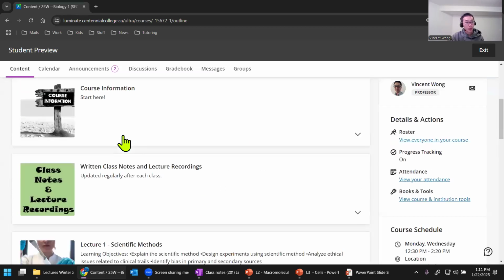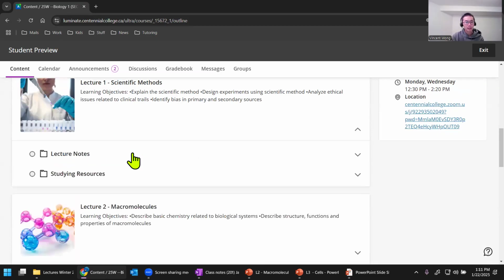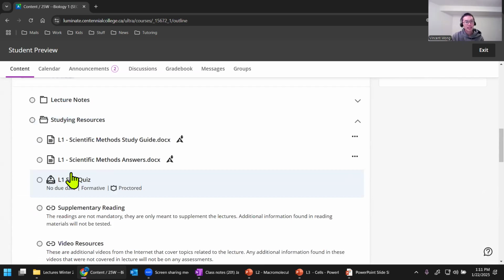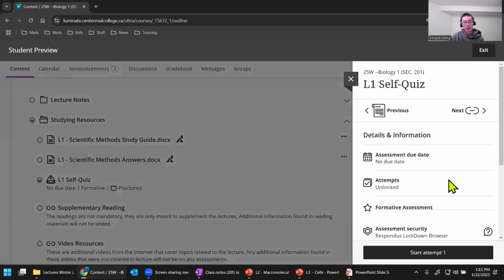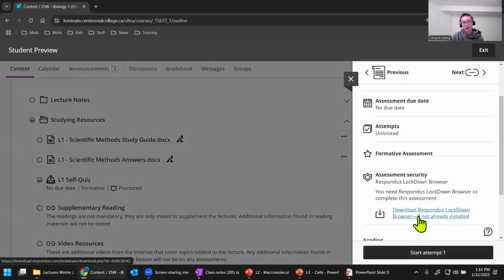For practice, you can go to lecture 1. I know I showed you this before, but go to study resources, self-quiz, and just click on that and do it. After you click on it, you can start the exam, but before that, you have to download the lockdown browser. I think it's only going to work on a computer, a laptop or computer. It doesn't work on your phone or your iPad. And you don't want to be doing your tests on those tablets. You need a device that's big and easy for you to navigate, right?